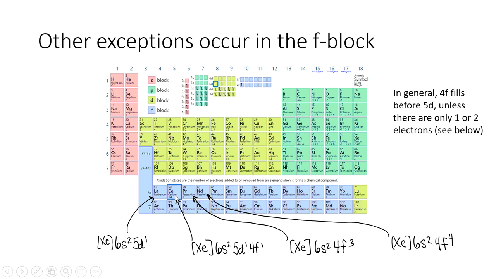But then our next one, cerium, is 6s2 5d1 4f1. So the next electron goes in the 4f. And then when you get to the third one and beyond, the electrons just go straight into the 4f. So the exception to the rule is this: in general, we'd assume the rule is that you fill 4f before the 5d, but there are sometimes exceptions when there are only one or two electrons. You might have one go in the d first before the f. So that's what we mean. It's just something to be aware of.